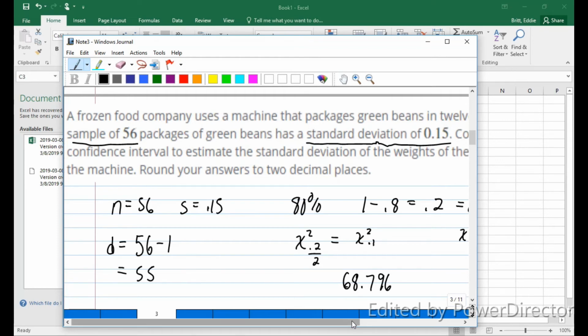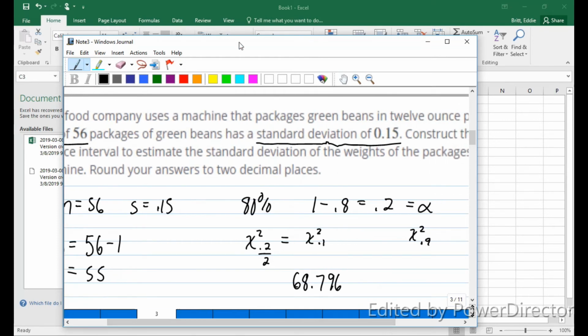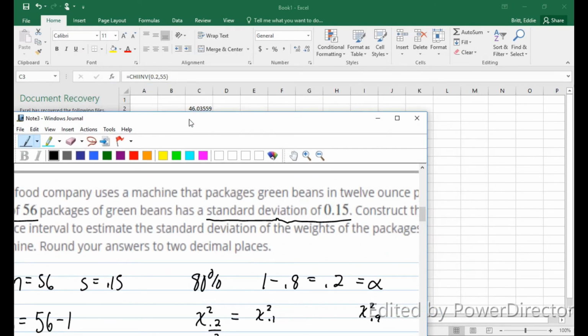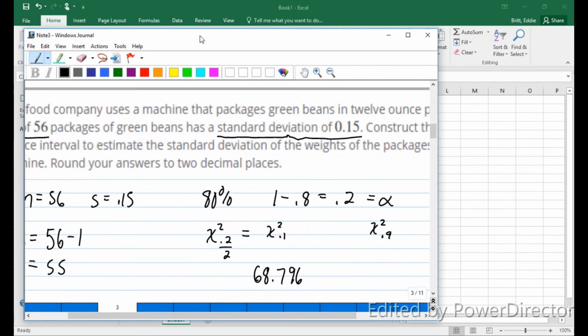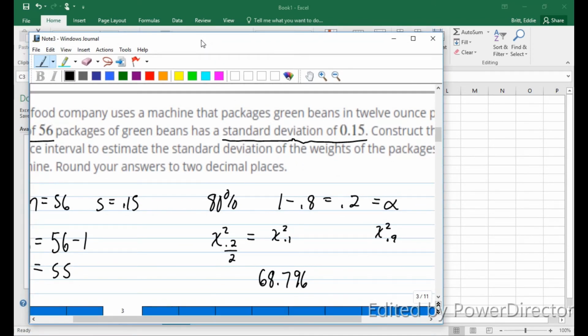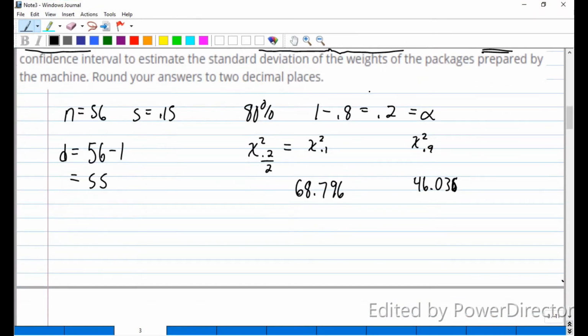this one here. What was the other one? Let's see. 46.03559. Let's just make it 46.036. All right. So now we're going to calculate it. Got everything we need.